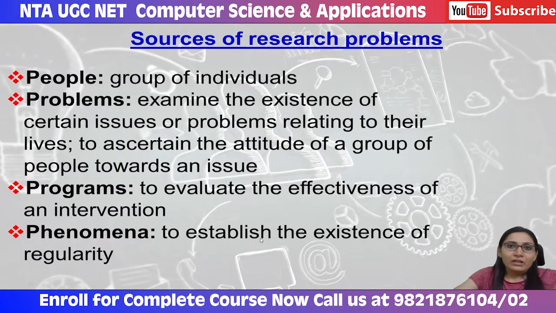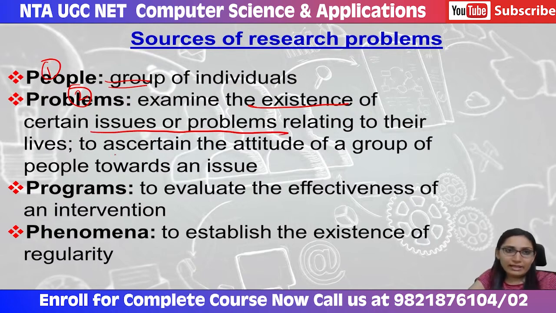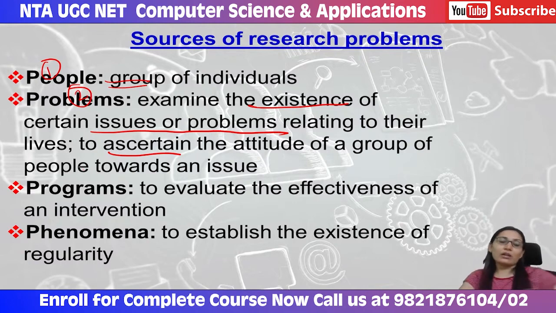Okay. Next, the sources of research problems. Let's see what are the sources from where you can derive a research problem. First one is people itself. People is one source through which you can derive your research problem. It refers to a group of individuals. Second is problems. Examining the existence of certain issues or problems relating to their lives to ascertain the attitude of a group of people towards an issue. So this is another method through which you can come up with a research problem.